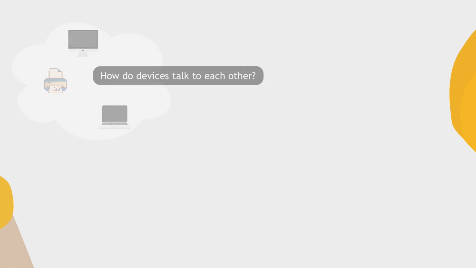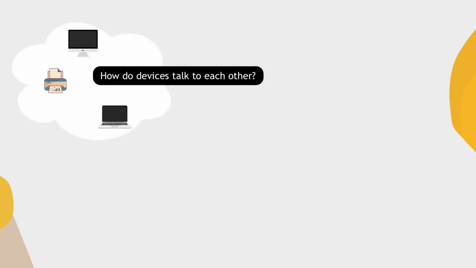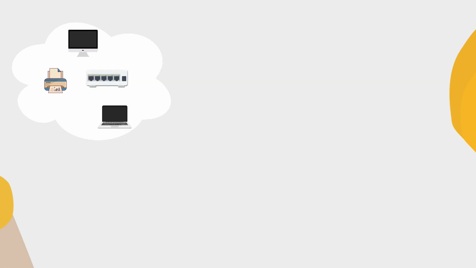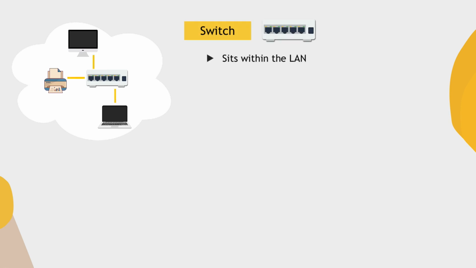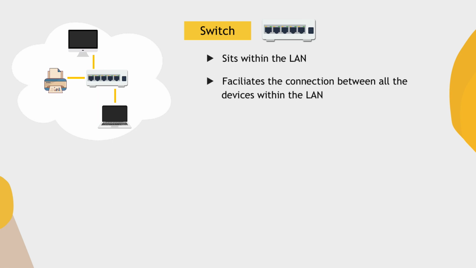But how do devices know each other's IP addresses, or how can they send things to each other? Well, that is a task of a special device on a local area network called a switch. So a switch sits within the LAN and knows all the IP addresses of all the devices and therefore helps them communicate with each other within that local area network. Great, so your laptop can talk to a phone or a printer in LAN using a switch.